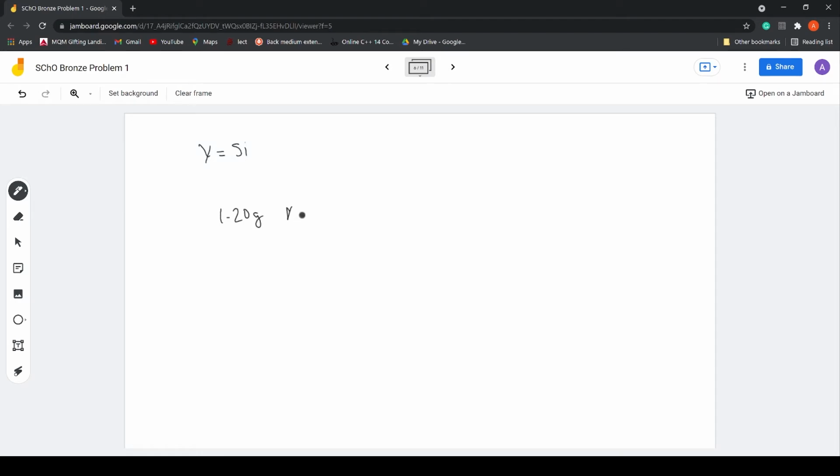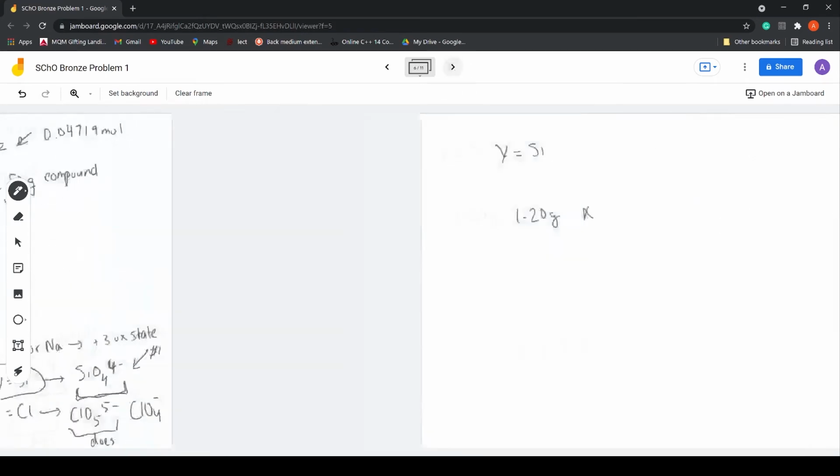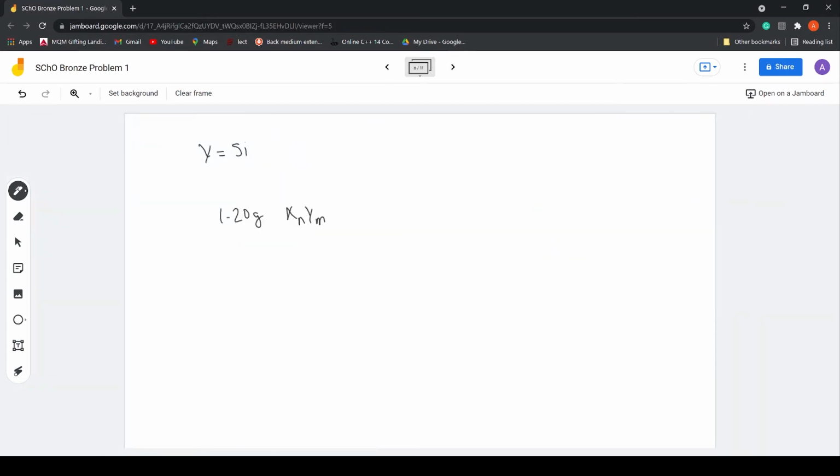We have 1.2 grams of our compound, which is XNYM, and we have 0.442 grams of residue, and that residue is Y. So what does this mean? We can actually find the amount of X. If we plug this into our calculator, 1.2 minus 0.442, because the masses need to add up, because X and Y are the only two things in this compound, this implies that we have 0.758 grams of X. And we know X is magnesium, Y is silicon.